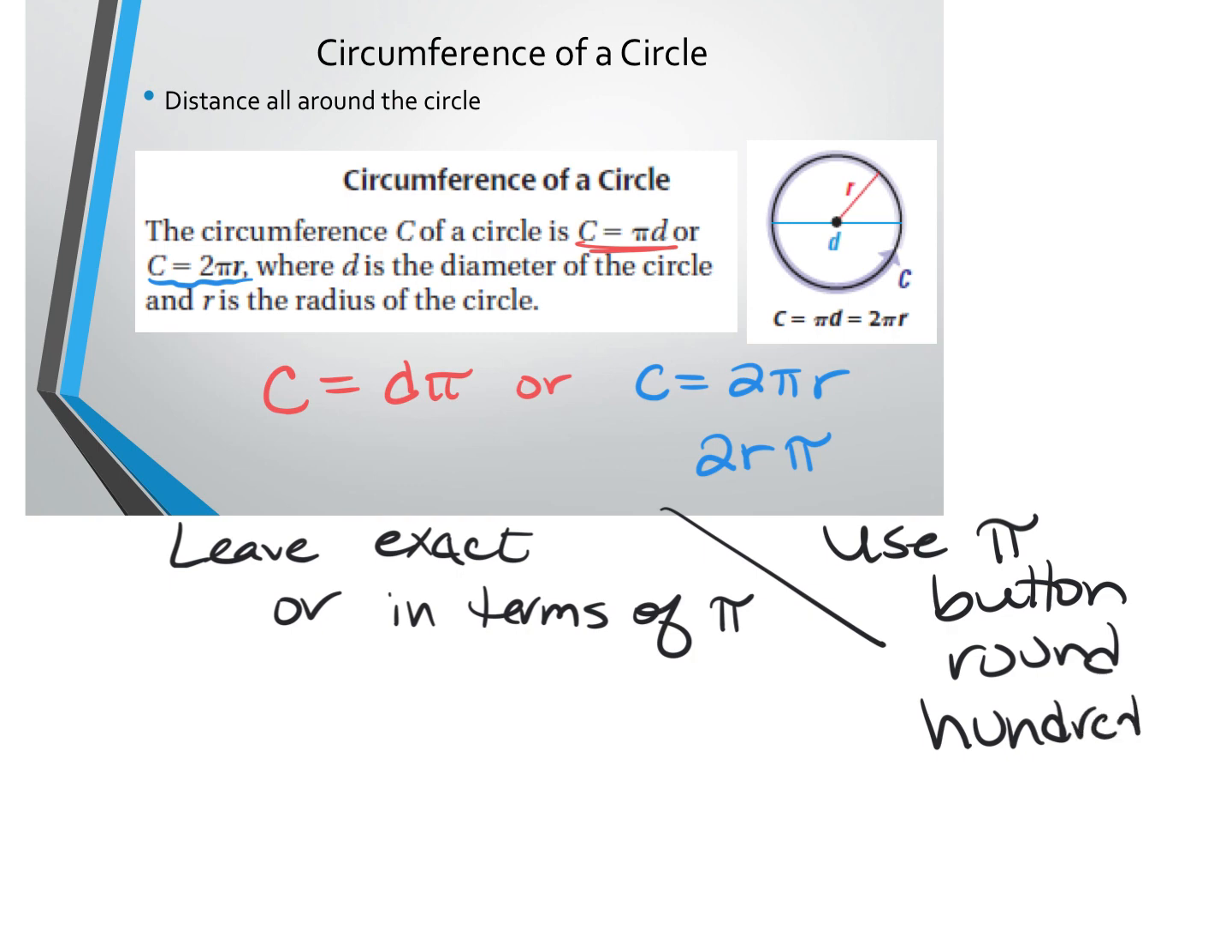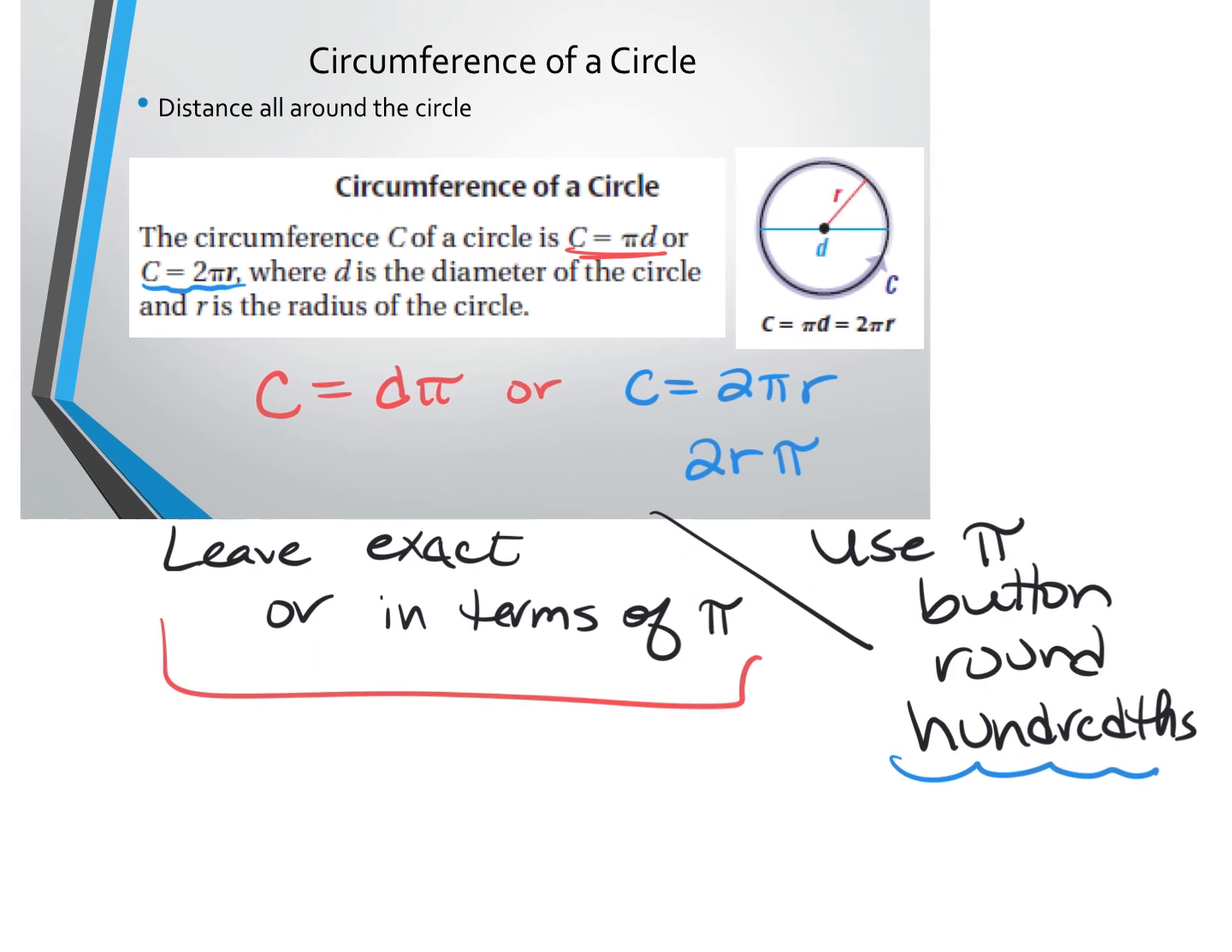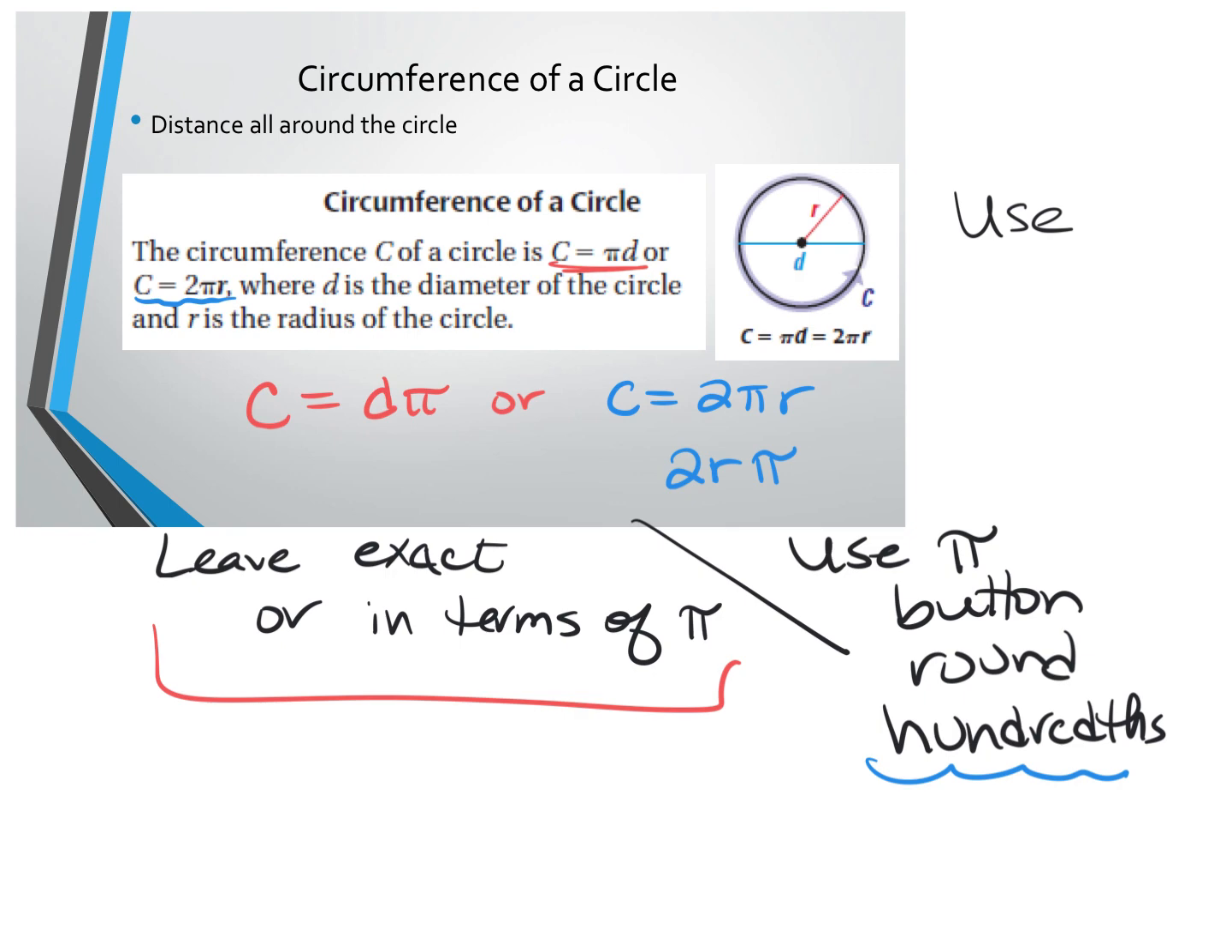So if it doesn't specify to leave it exact or in terms of pi, or if it doesn't tell you a place to round to, then round to the hundreds place. So if it doesn't say exact or terms of pi, know you're using your calculator and you're using the pi button. Chances are in middle school, they may not have required you to have a calculator. So what they might have told you to do is use 3.14 for pi.